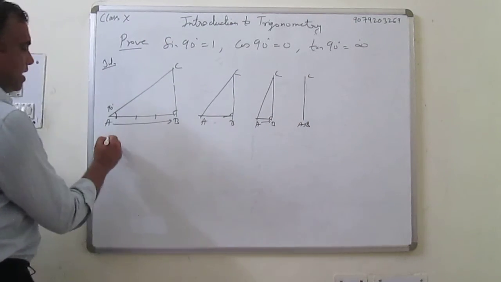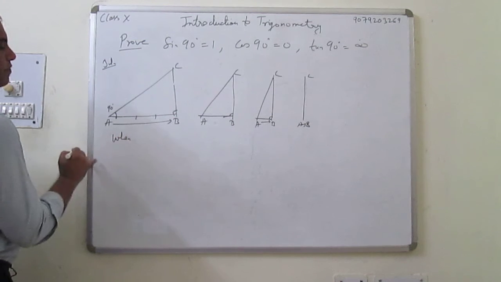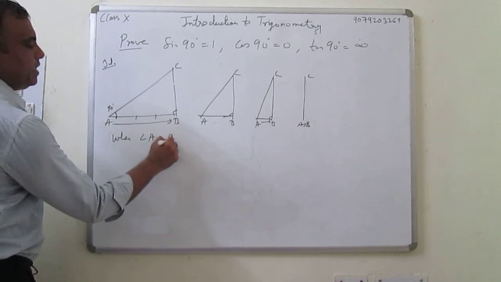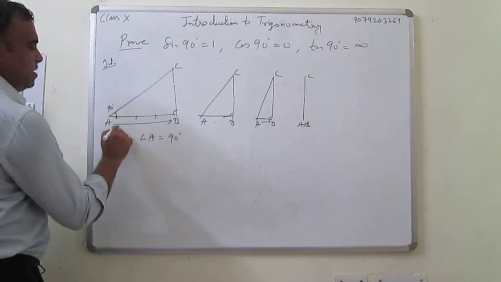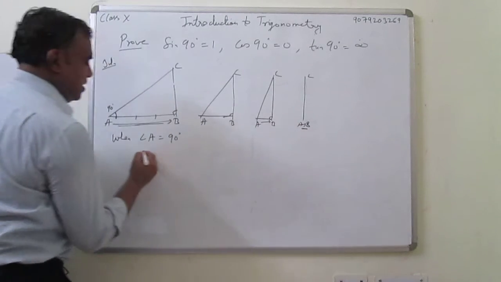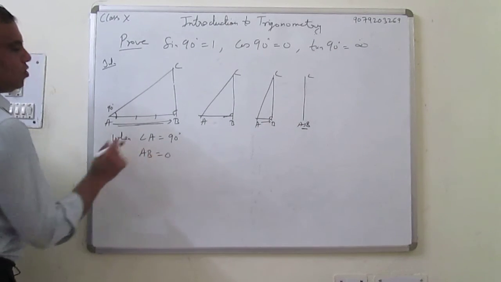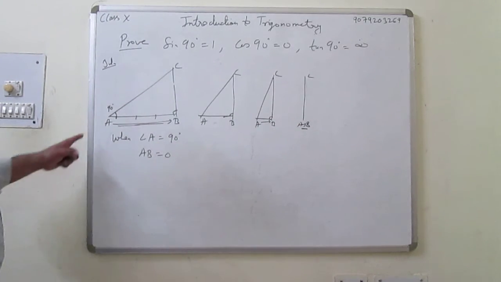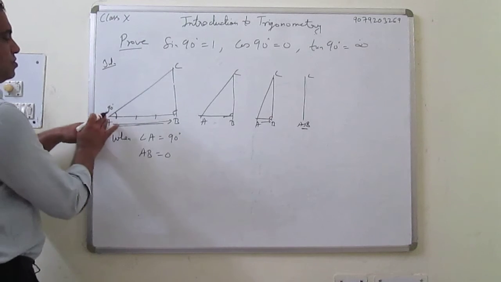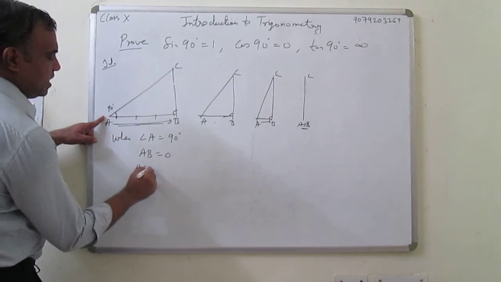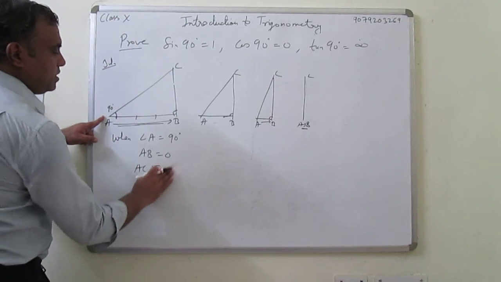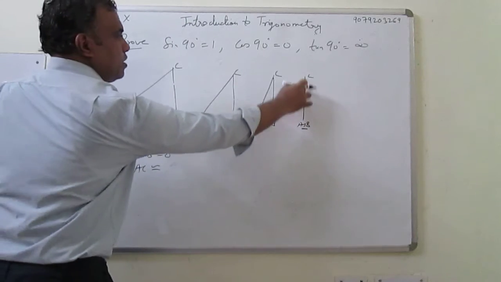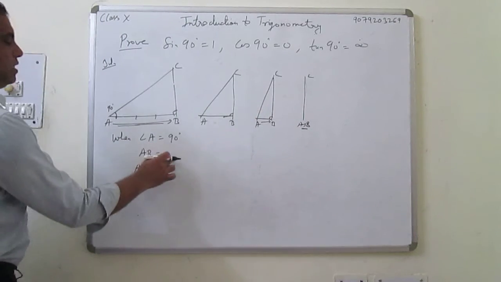So here, when angle A is 90 degrees, what we observe is that distance AB is 0, and AC is nearly equal to BC.